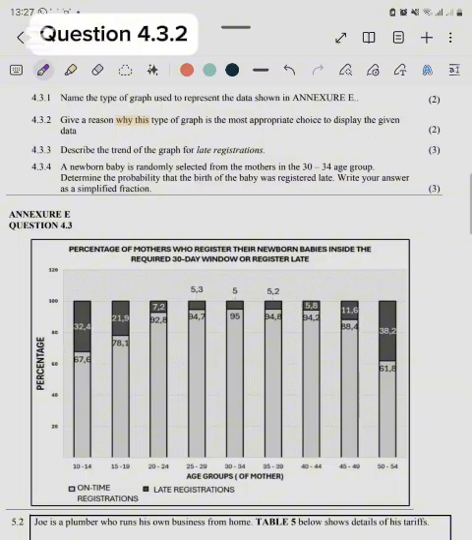But when you have graphs where you're trying to see how do two values compare to each other, like in this case the on time versus the late registrations, that is where these kind of graphs become relevant. So the key takeaway with why is this the most appropriate choice is because it allows you to compare data sets within the same category. So in this case, within the same age group, it allows you to compare the two different data sets.